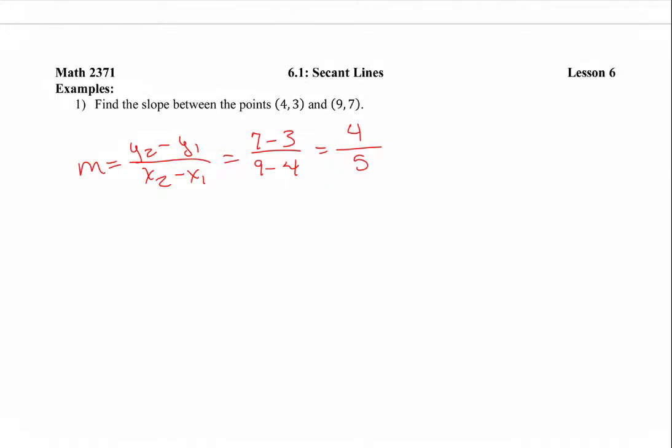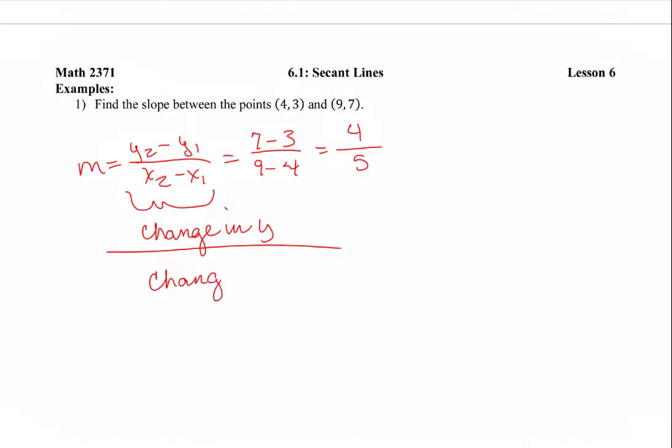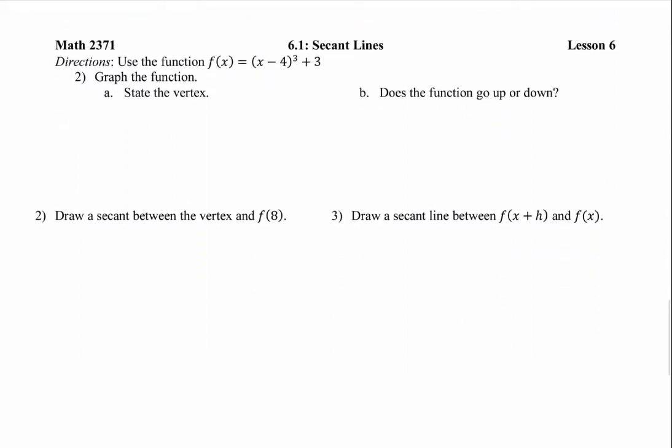Now you have to remember that this slope is the change in y over the change in x. And it's very important that you think about slope as being the change in y over the change in x from now on, okay? Because that's what the secant is. The secant is going to be the changes in the y values over the changes in the x values.